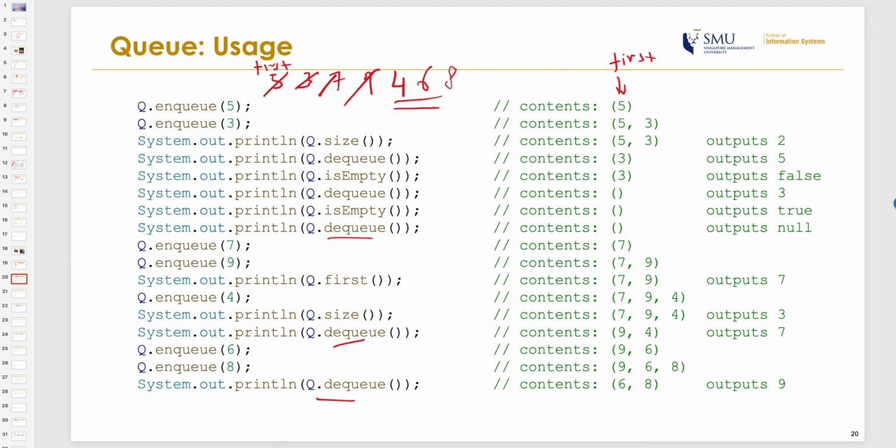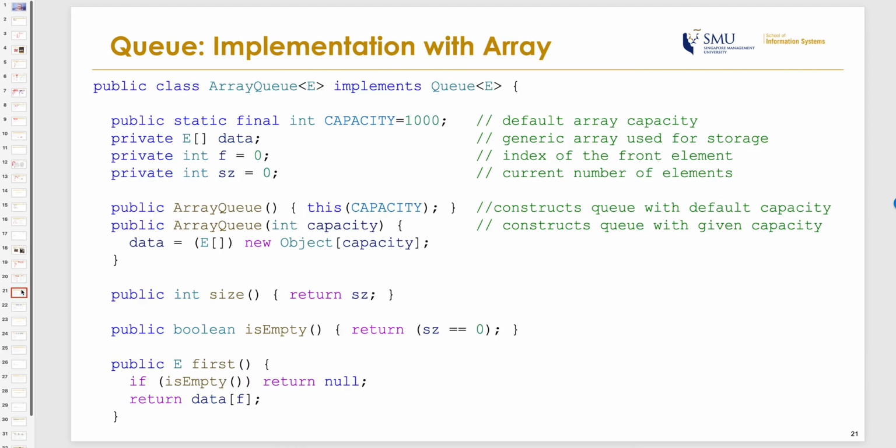Okay, alright. Now, how do we implement a queue? We're going to discuss again two different implementations. One is using an array, and the other one is using a linked list. Okay, so let's take a look at the array first. This is the implementation for a queue.